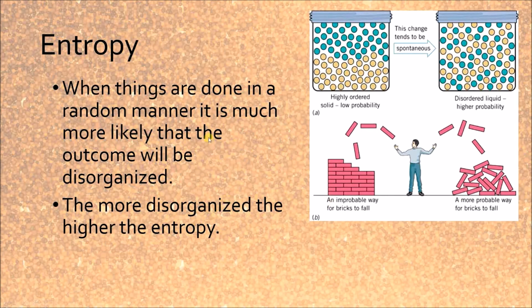So whenever something is done in a random fashion, we tend to get a disorganized result. It's highly unlikely that somebody just throwing bricks in the air, that they're going to land all like this. What's more likely is they're going to land in some crazy pile. Or if we have atoms, say cold ones and hot ones, in a container, it's much more likely that they'll spontaneously mix together than they'll spontaneously separate. More disorganized means more entropy, and things move naturally to more entropy just because it's more likely for it to happen that way.